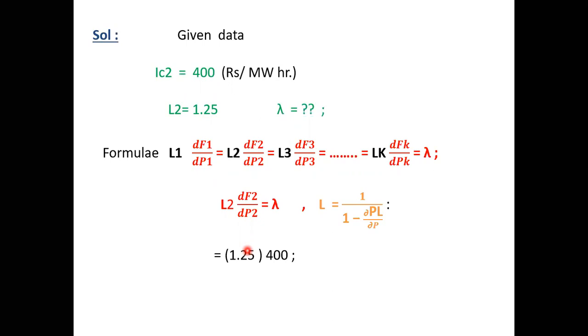So very good. B6 is giving 400. And similarly, roll number A6 is also giving 500. Very good. So this is very simple. Let's see the answer. That is lambda is equal to 500 rupees per megawatt hour. So once again, I am repeating that units are very, very important. So this is also a very simple problem. Let's go for one more problem.